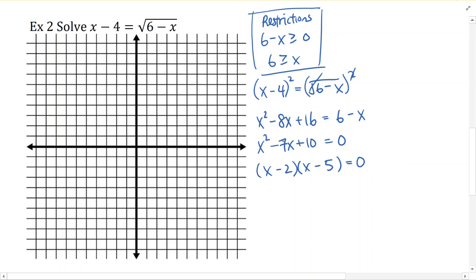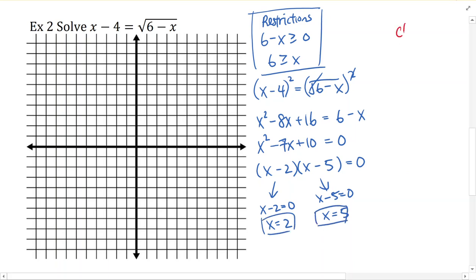Now that we have this, we know that with this side, x minus 2 equals 0. If we set that to 0, then x must equal 2. If we set this side equal to 0, then x must equal 5. So we have 2 options here, but we're not done yet.